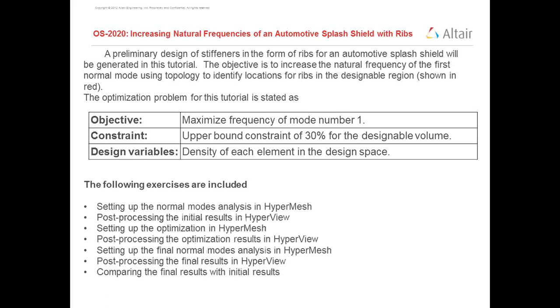In this exercise, we set up the normal mode analysis in HyperMesh, post-process the initial results in HyperView, set up the optimization in HyperMesh, post-process the optimization results in HyperView, set up the final normal mode analysis in HyperMesh and post-process the results in HyperView, and compare the final results with the initial results. So we'll see how to perform these.